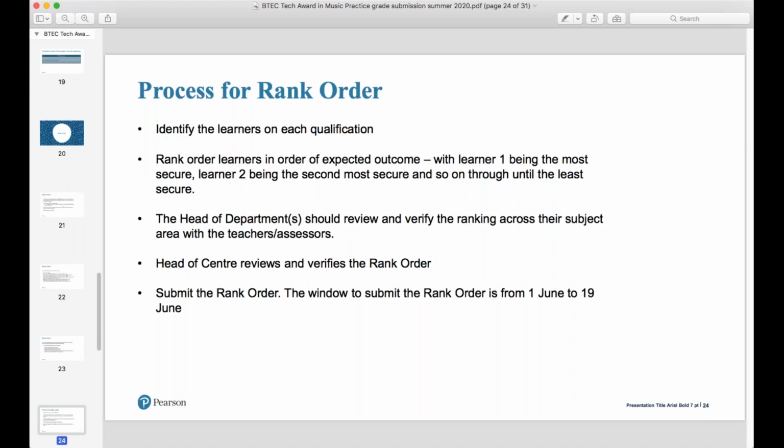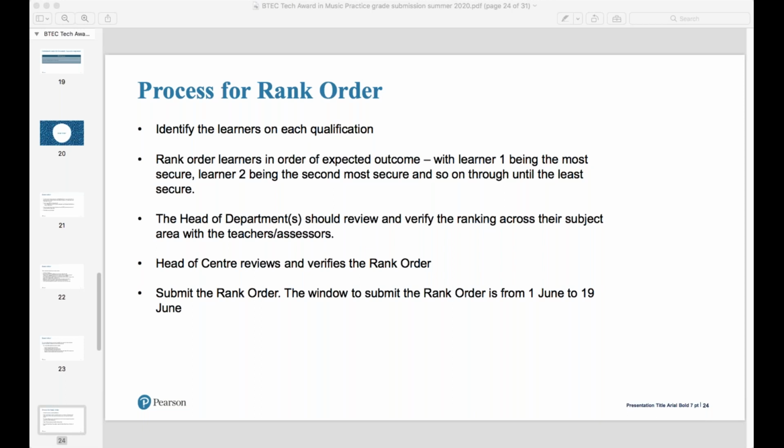So the process for submitting the rank order and coming up with the rank order is to identify the learners on each program code. So this would be all your learners that you have registered on the Tech Award in Music Practice. Work with colleagues delivering the course to rank order all of these learners. You'll then pass that rank order to the head of department, who will then review and verify the rank order, who will then pass this to the head of centre again, who will review and verify this.